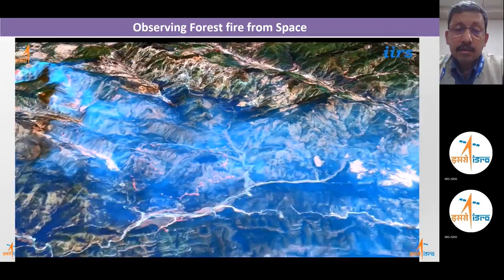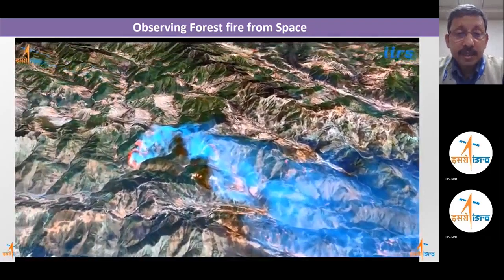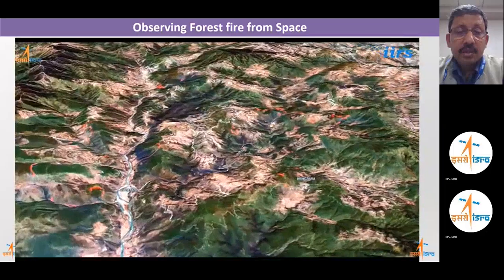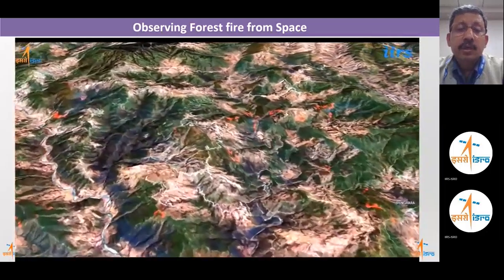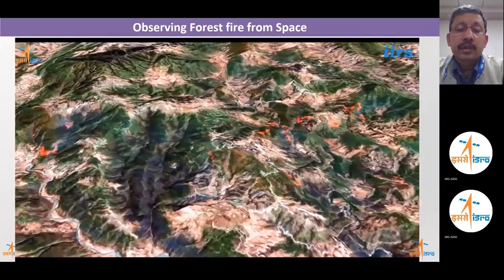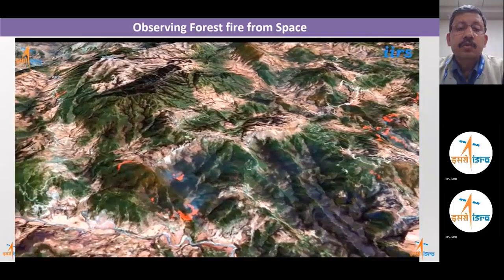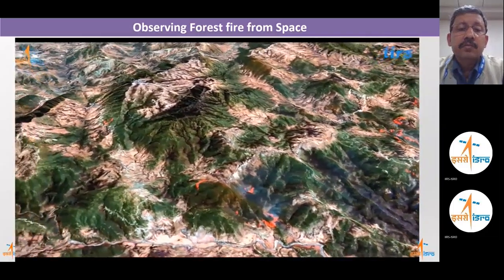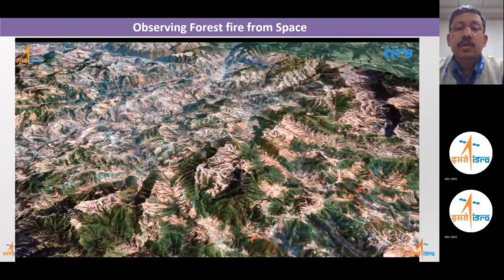Then again, space-based observation can help in the decision making. So this is a digital flight through of the Uttarakhand during an extensive fire episode in 2018. And you can see how the forest fires are spread across the region. In fact, you don't even need a helicopter survey. You can simply create a digital fly through and observe the damages across the state.